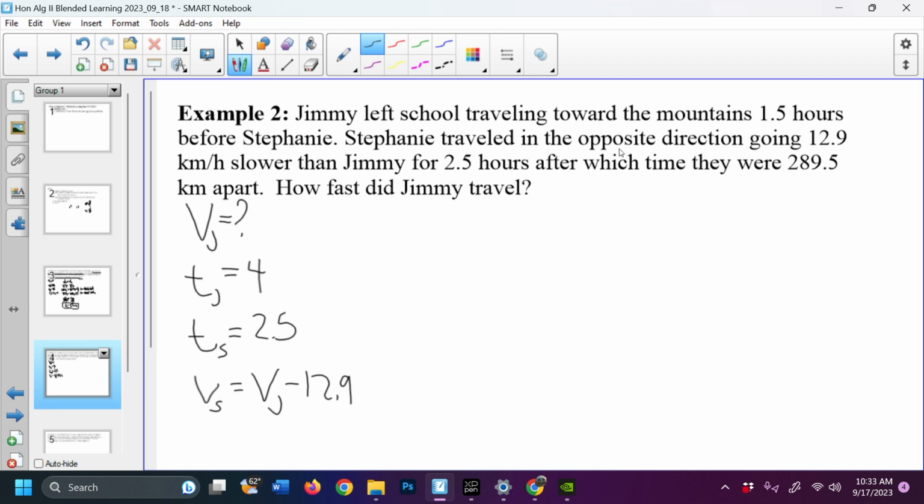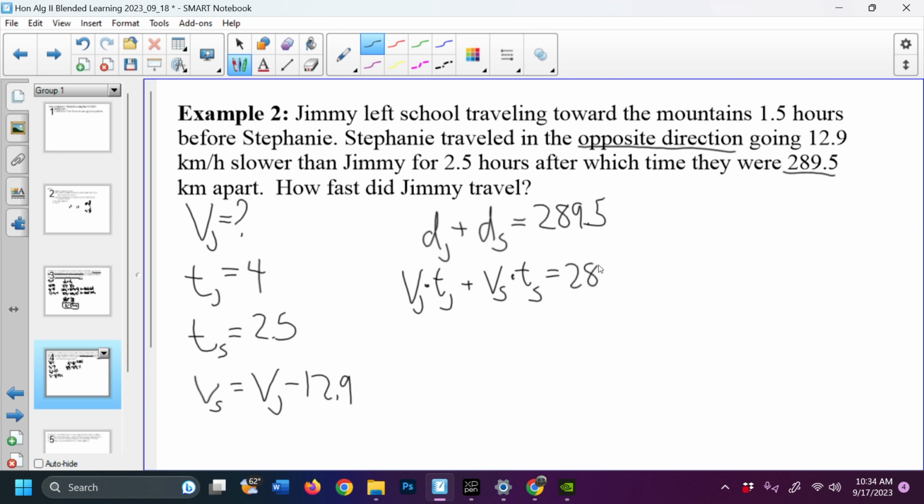Now, since they were going in opposite directions, and this was the total distance that they were apart, we're going to write it like that. We'll say that the distance that Jimmy traveled plus the distance that Stephanie traveled will be equal to 289.5 kilometers. So now I'll replace all these: the velocity of Jimmy times the time of Jimmy plus the velocity of Stephanie times the time of Stephanie, equaling 289.5. So let's fill in what we need to know.